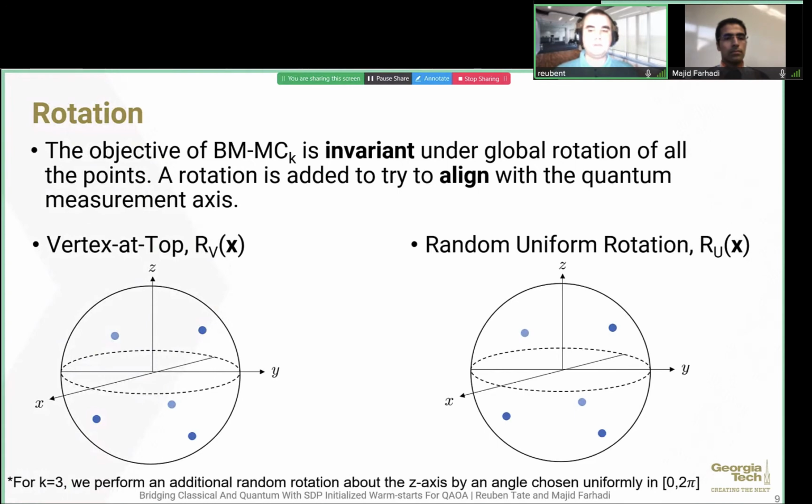We have two different types of rotations. First, we have the vertex at top rotation. We pick a random vertex and effectively perform a global rotation that results in that vertex being rotated to the top. Next, we have random uniform rotations, where we randomly select a point on the surface of the sphere and rotate it to the top.